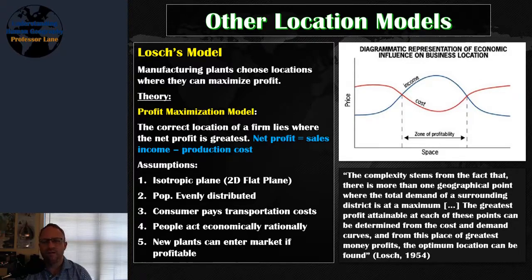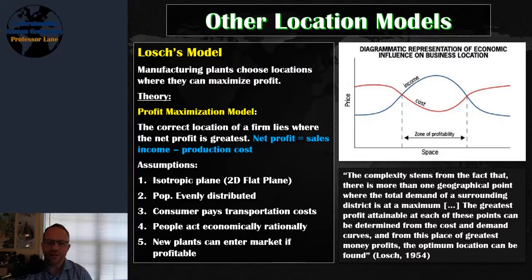Now, the model has five main assumptions. One, land is an isotropic plane or a two-dimensional flat plane. Two, population is evenly distributed and not clustered. Three, the cost of transportation is transferred to the consumer through product pricing. Four, people are rational consumers. And then five, new factories can easily enter the market as long as they are profitable.